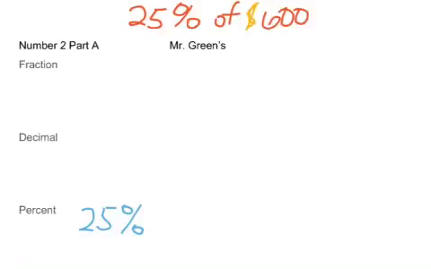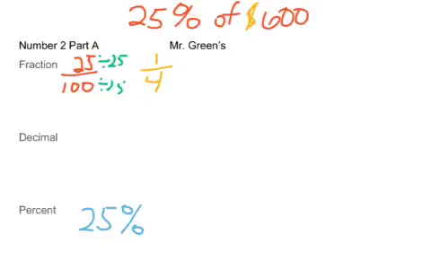Well, let's go to the fraction. We understand that percent means out of 100. So our fraction would be 25 out of 100, but we would want to simplify that. 25 and 100 have a common factor of 25, so if you were to divide both the numerator and the denominator by 25, you will end up with the fraction 1/4.